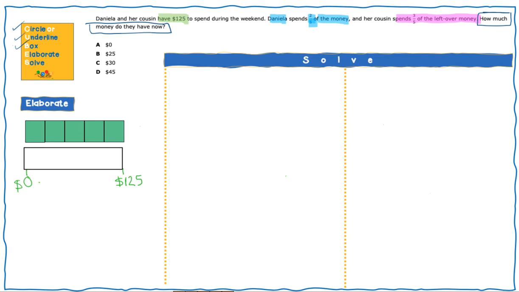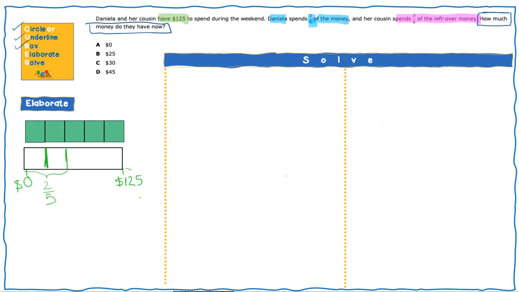And then during the weekend, Daniela spent 2/5. So 2/5 looks like this. You see this? I put this fraction made of fifths on top so we can visually follow what 2/5 looks like. This is 2/5. So what we need to figure first will be how much is 2/5 of this 125.